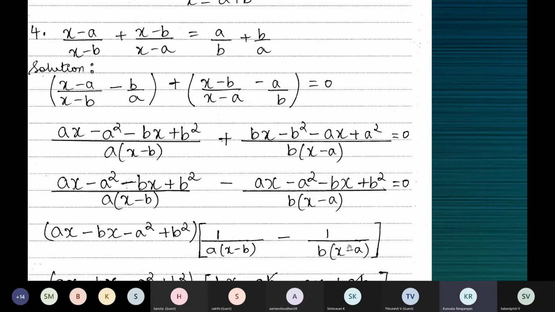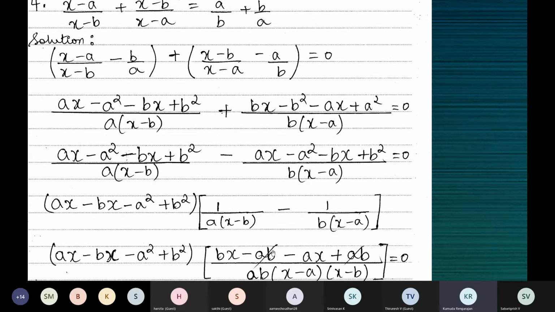So now again, common denominator, LCM for these two, LCM for these two. The product will be the LCM. Let this remain outside. Now we need to combine these two fractions. We need to combine these two by taking their common denominator.